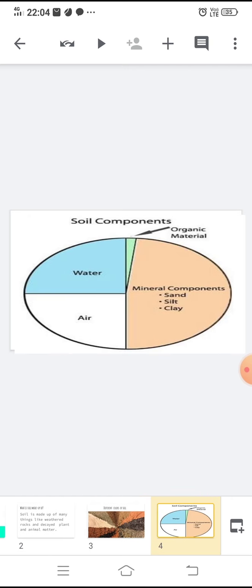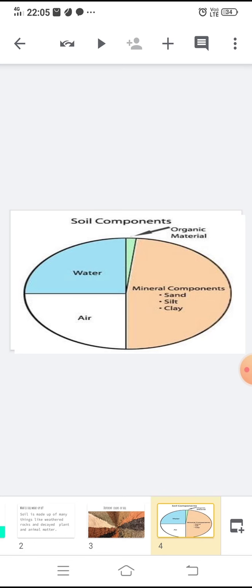Third one, what are the components present in the soil? Water, air, organic material and also the mineral components. What are the mineral components present in the soil? Sand, silt and clay. Are all the soils the same? No. All the soils are not the same. Already we have seen the different types of soil in the previous class. Yes, now you can understand about today's topic. We are going to learn about the types of soil and also the properties of soil.